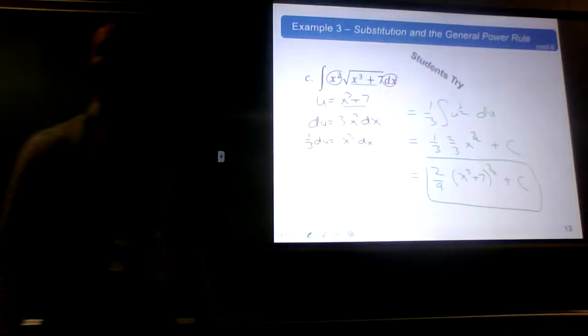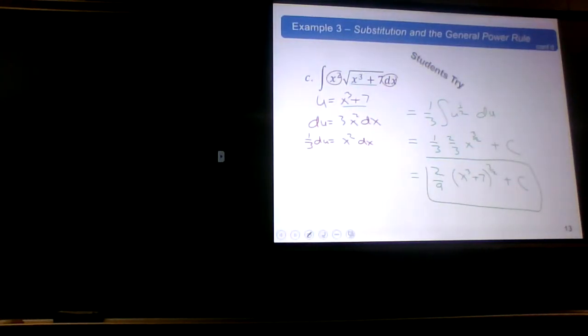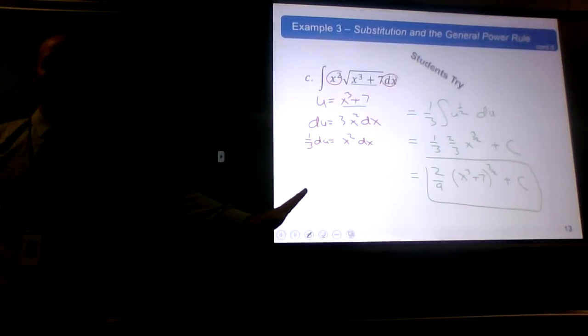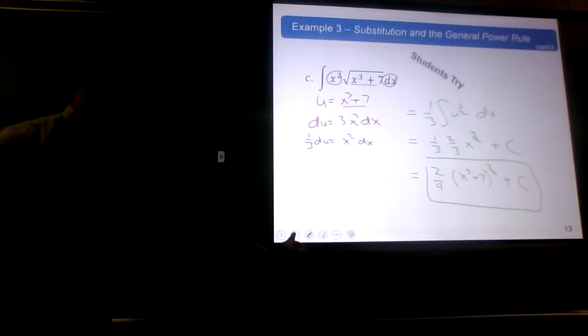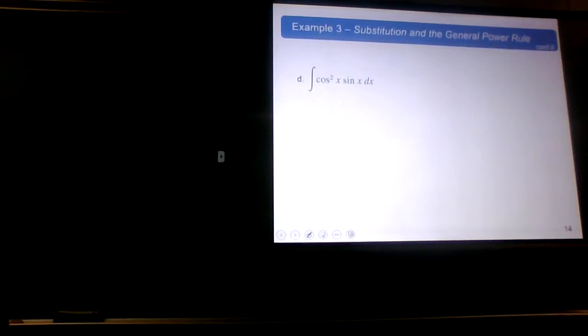I don't know if any of you were able to get that one in your head. You've got to be a little bit careful because you have some fractions floating around there, which again tends to make things a little bit more difficult for students. Questions on this one? What are you going to let u be on this one?